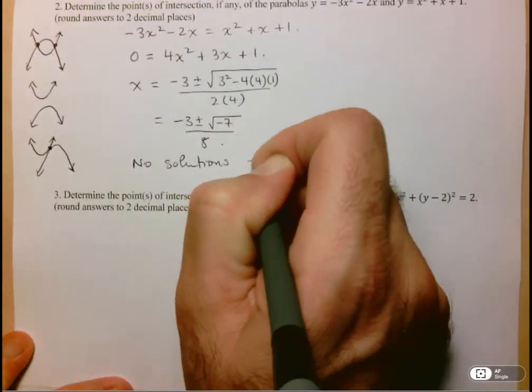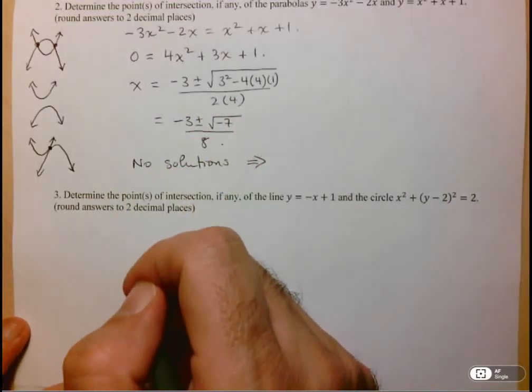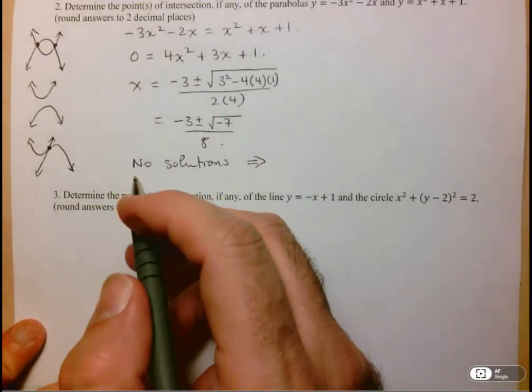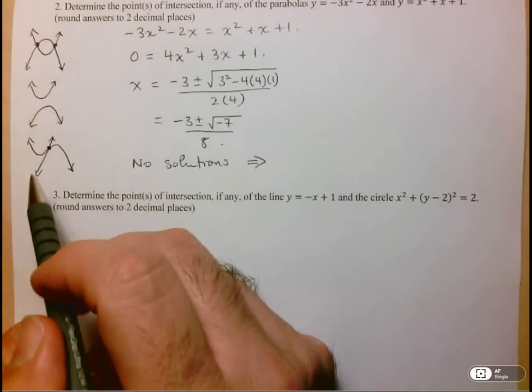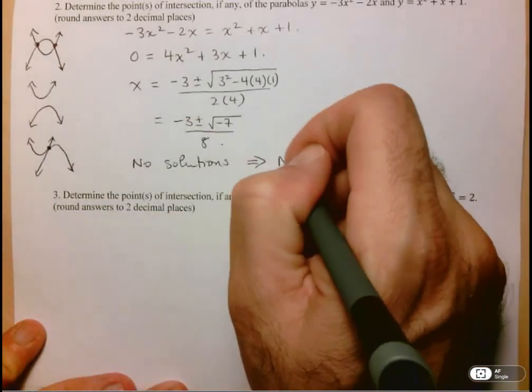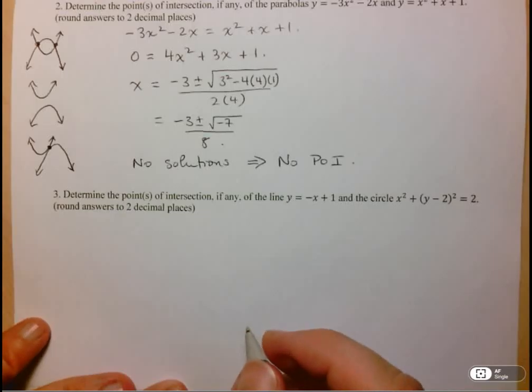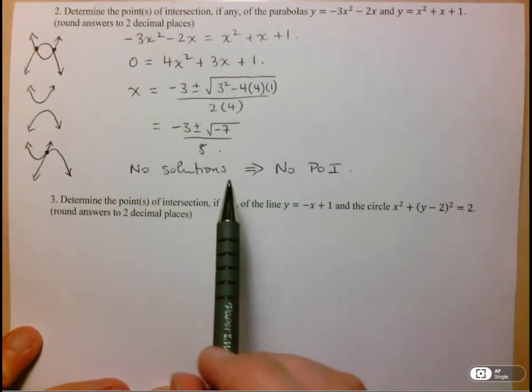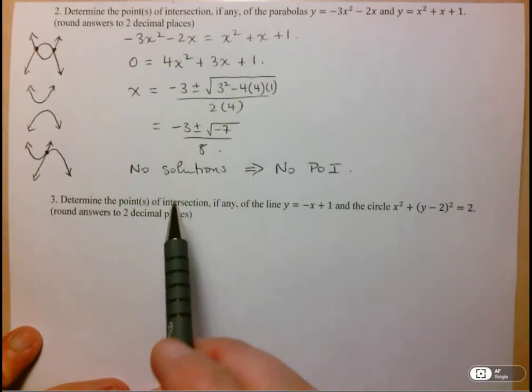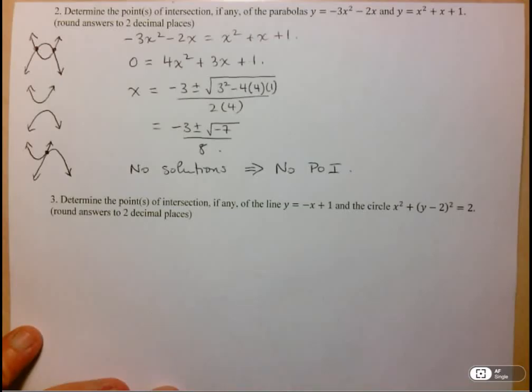And what does that imply in terms of the points of intersection? That must mean that there cannot be any points of intersection. So no point of intersection. As we've seen before, when you have a quadratic equation, one of the options is that there's no solution. So that's it for this one. Nice and easy.